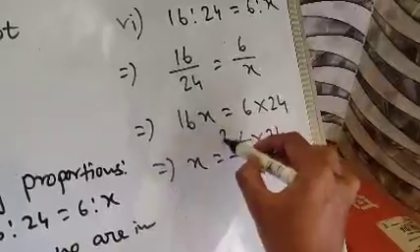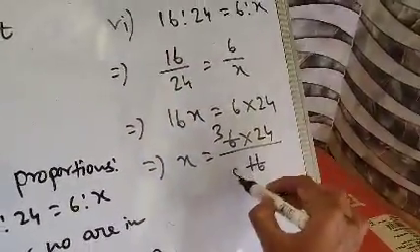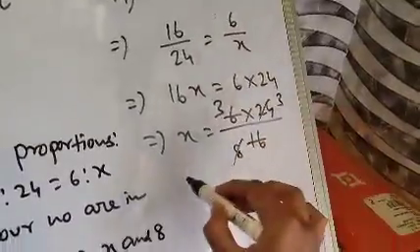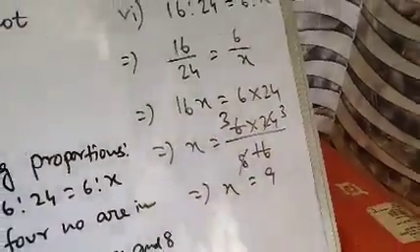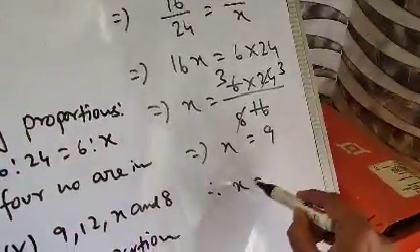Reduce it by 3. 3 2s are 6. Reduce it by 2. 2 3s are 6. 2 8s are 16. Reduce it by 8. 8 3s are 24. Therefore x equals 9.